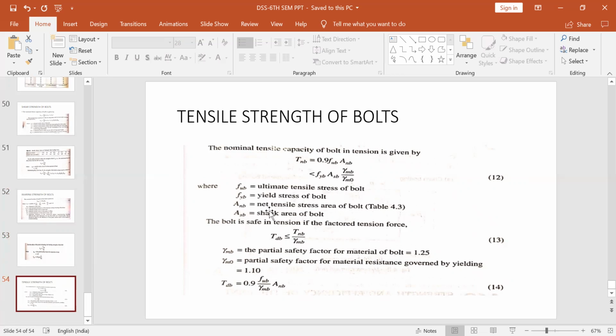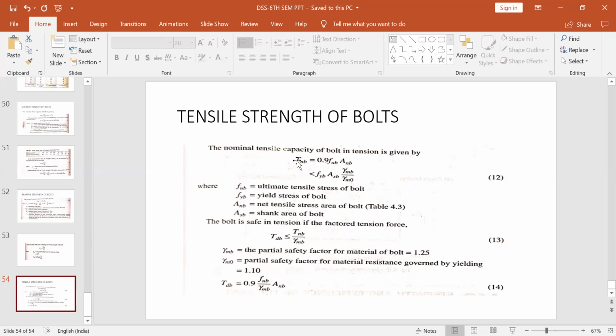Anb is the net tensile stress area of the bolt, which is given in the table. Asb is the shank area of the bolt. Shank area will be different because the shank area will not contain the threaded area. Initially, when the bolt was not threaded, it will have a certain area, pi by 4 d square. After threading, the area will reduce, and that is the net area of the bolt, called Anb. That you have to take from the table.